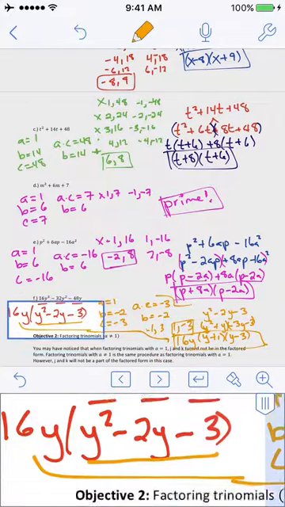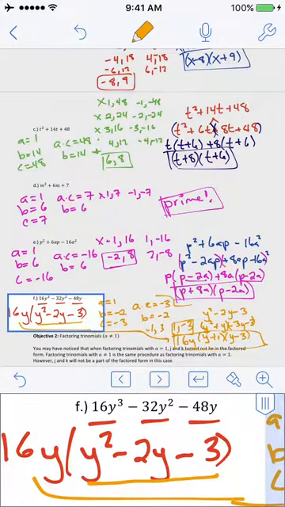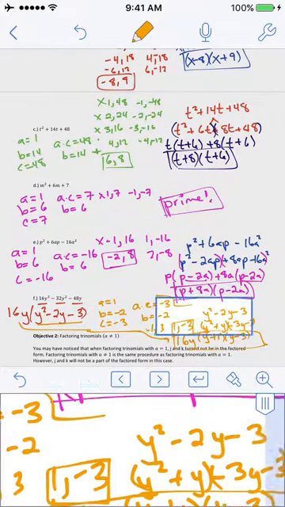Sweet. So sometimes you have a GCF in front. That's the only thing different about this problem. Otherwise, it was the exact same process.